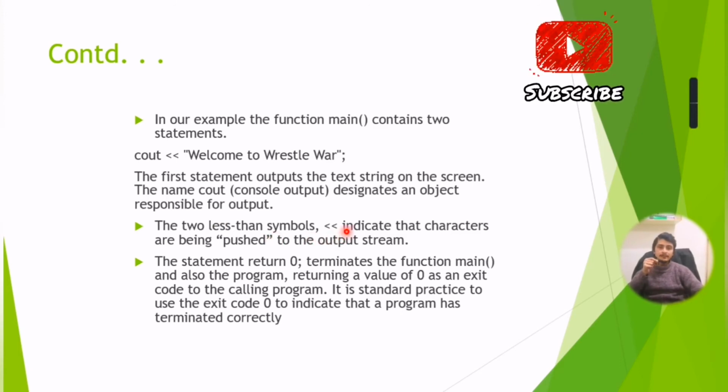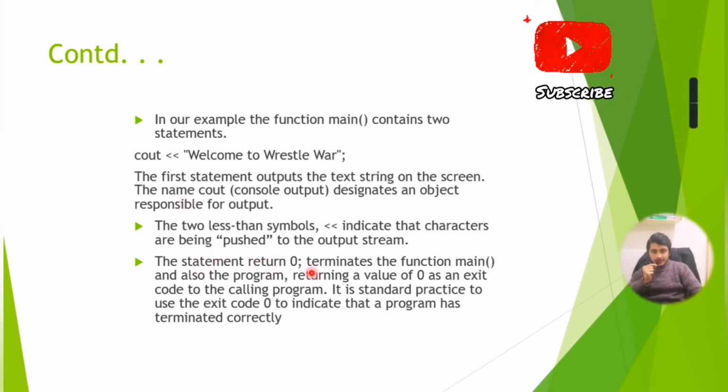The two less-than symbols, <<, indicate that the characters are being pushed to the output stream. Here it's very important to know: if we look at this statement, cout means that this thing is going to be the output. These two less-than symbols are pushing the terms ahead of them to the output. So this is just speeding up or pushing something to the output screen. Understanding these symbols will give you a better understanding of what you are actually going to write.